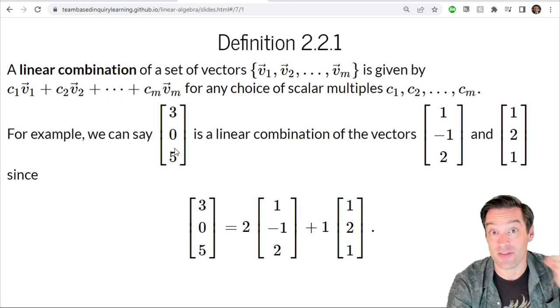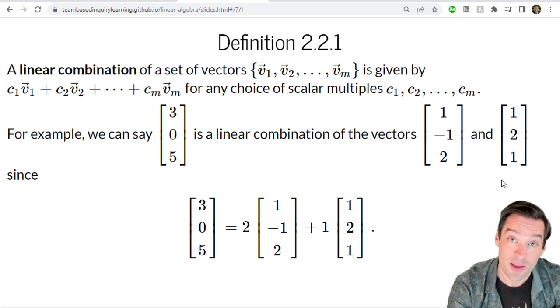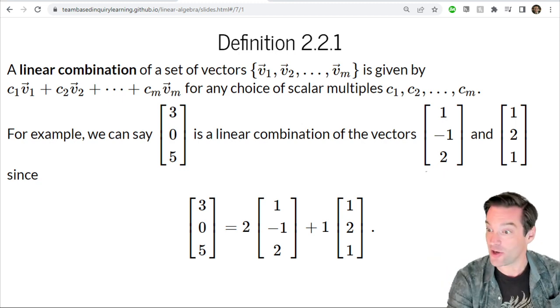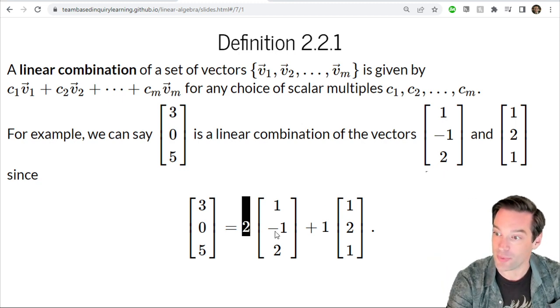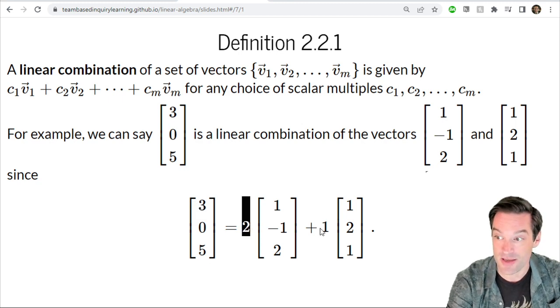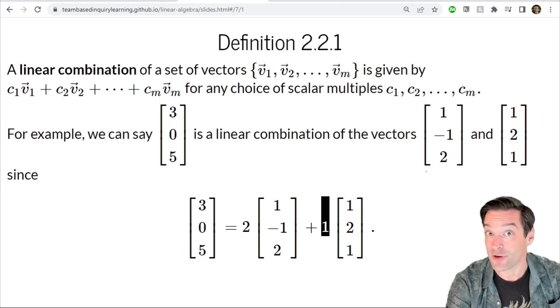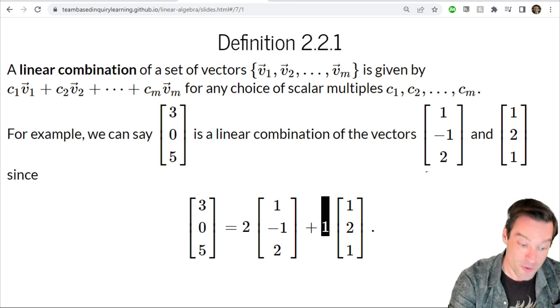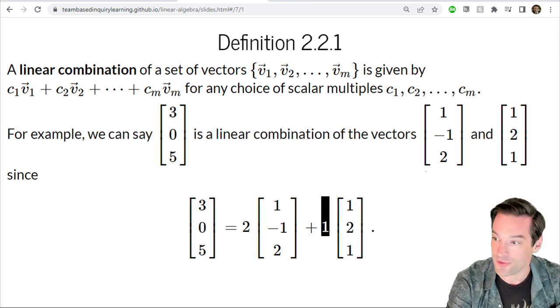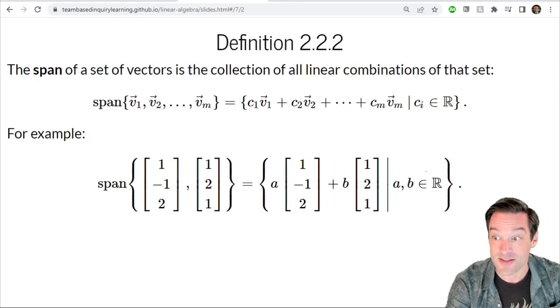So 3, 0, 5 is one of the linear combinations of the vectors 1, minus 1, 2 and 1, 2, 1. There are a whole bunch of other linear combinations as well, because we could have picked any scalars here to multiply those vectors by. It just so happens that picking 2 and 1 as my scalars gives me the linear combination that equals 3, 0, 5. But of course we have infinitely many choices to make here. And so infinitely many linear combinations are possible for a given set of vectors over an infinite field, like the real numbers. And so that leads us to the second definition.